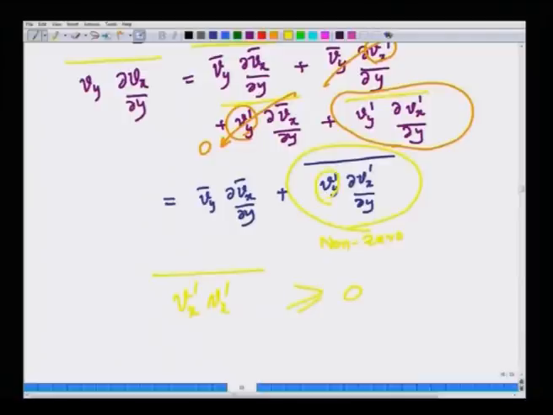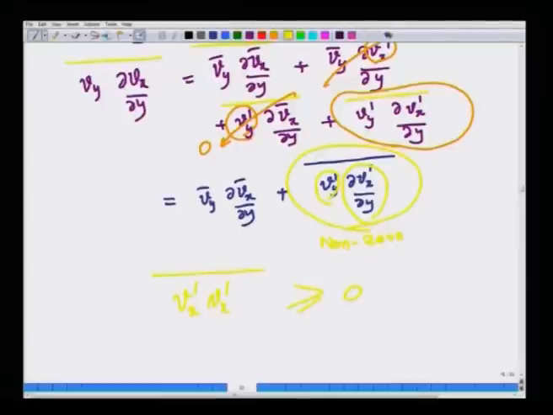Likewise, if you have V y prime times partial V x prime by partial y, if these 2 fluctuations are correlated over a certain time, then you cannot set this to 0, because if you multiply them and take a time average, they will in general give you a non-zero value. So, we cannot throw away this term. Generally we cannot throw away this term, and they will contribute in a major way to turbulent flows.